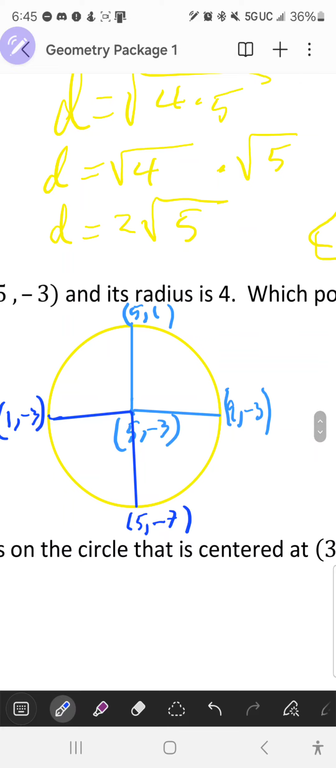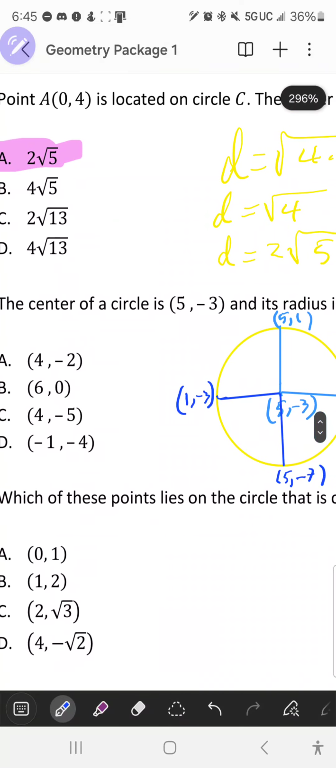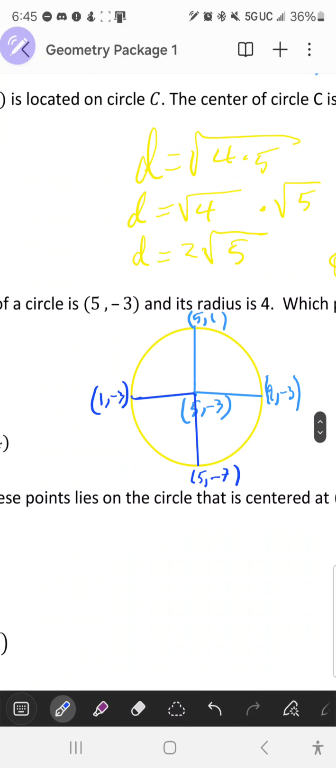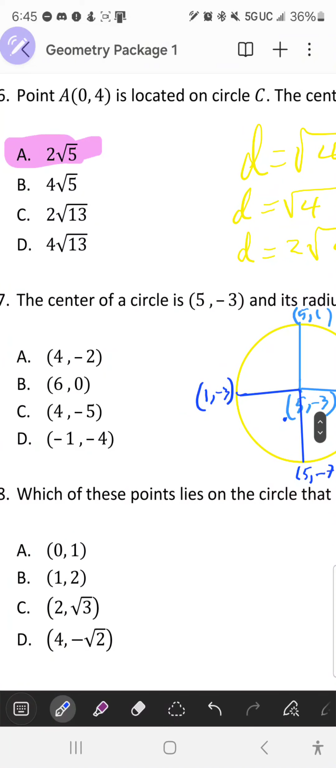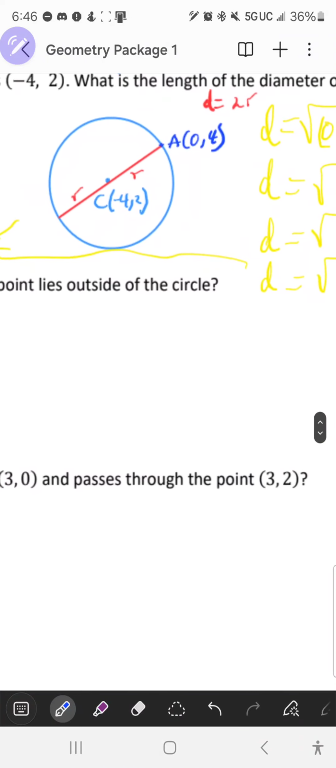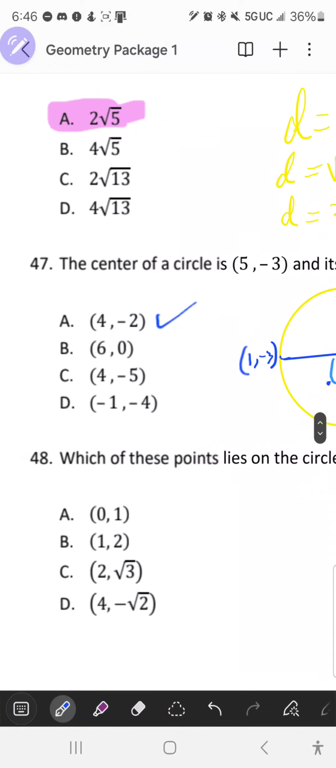I know that anything outside these points is out of the circle. So I see here (4, -2). Okay, (4, -2) is going to be something through here. So this is inside the circle. And it is asking which point lies outside. So this is not my answer.